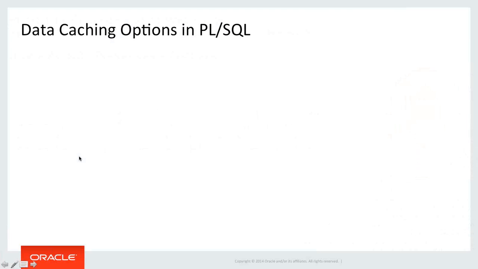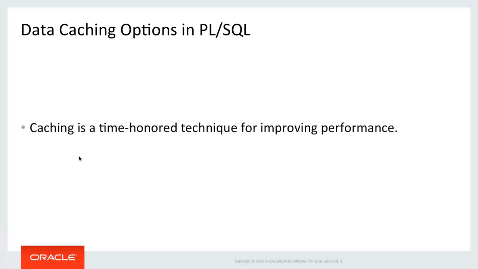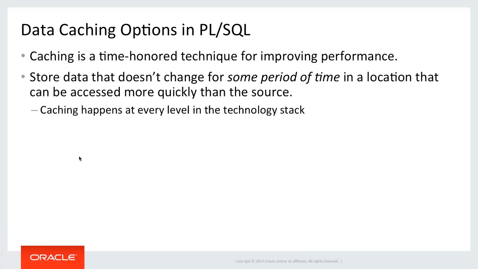So let's proceed. I'm going to be talking about a caching mechanism that's provided to you in the 11.1 and higher release of Oracle Database. Let's first talk about caching, some of the options you've got, and then we'll focus in on the result cache. Caching is a time-honored technique for improving performance generally in the world of computer software. What it all comes down to is that you can identify that some data doesn't change for some period of time, so it's static for a period of time. And since it's not changing in the original source, why not store that unchanging data in a location that can be accessed more quickly than going back to the source each and every time?